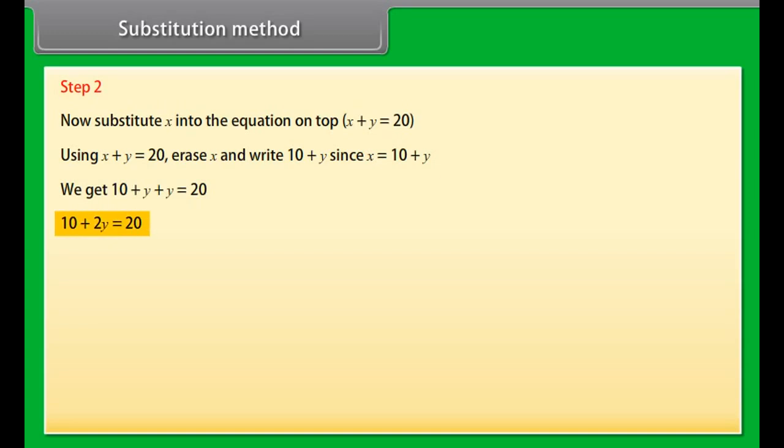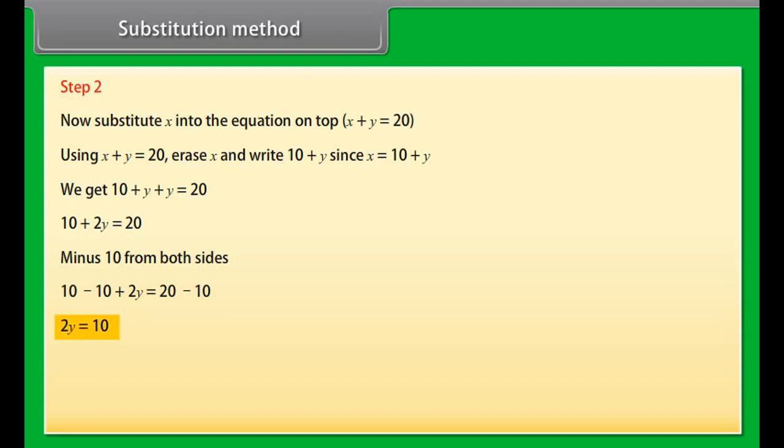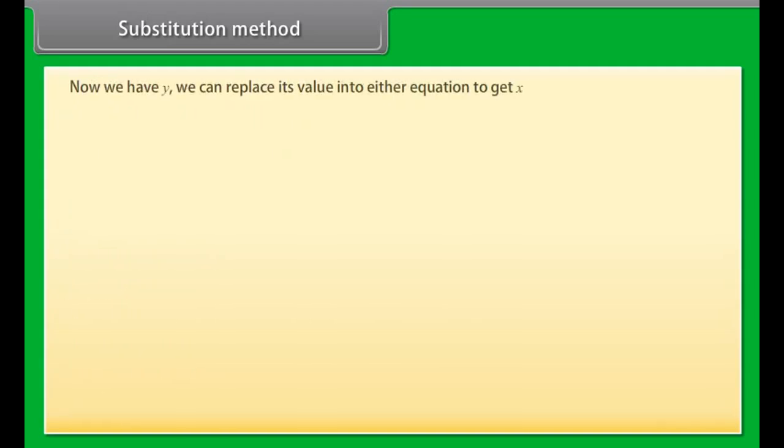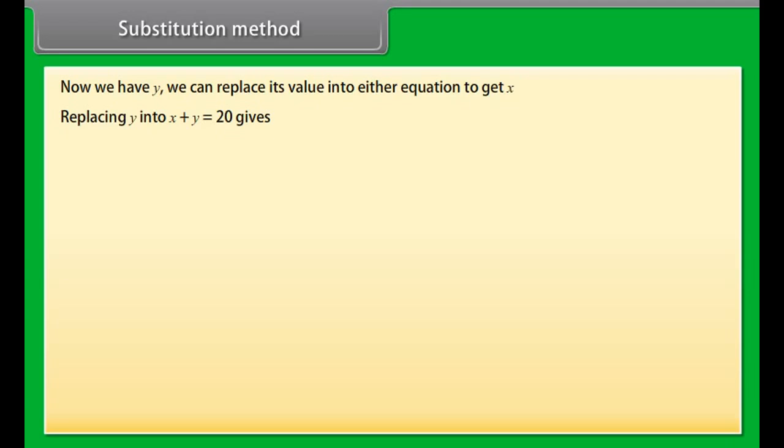Step 2. Now substitute x into the equation on top. x plus y is equal to 20. Erase x and write 10 plus y, since x is equal to 10 plus y. We get 10 plus y plus y is equal to 20. 10 plus 2y is equal to 20. Minus 10 from both sides. 10 minus 10 plus 2y is equal to 20 minus 10. 2y is equal to 10. Divide both sides by 2. y is equal to 5.